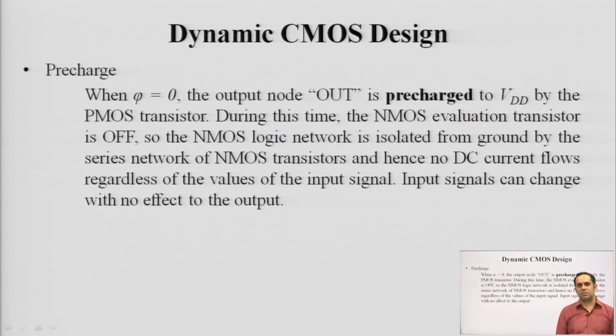During this time, the NMOS evaluation transistor is off because it turns on at positive threshold voltages and the clock is negative at this point. So, the NMOS logic network is isolated from the ground by the series NMOS transistor. So, no DC current flows regardless of what you have at the input during the pre-charging stage. It does not matter what is present at the input; the input can keep switching from 0 to 1 or 1 to 0, it has no effect on the output. This is the time when you charge your load capacitor.